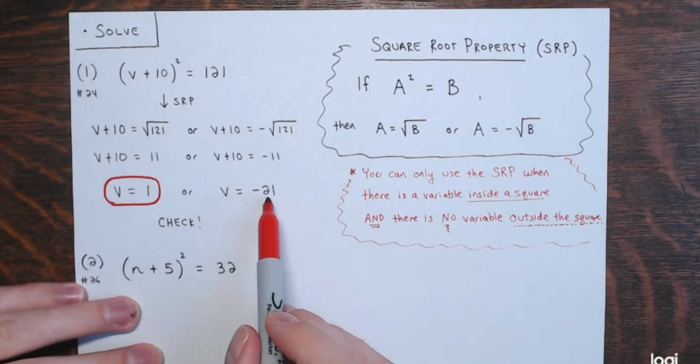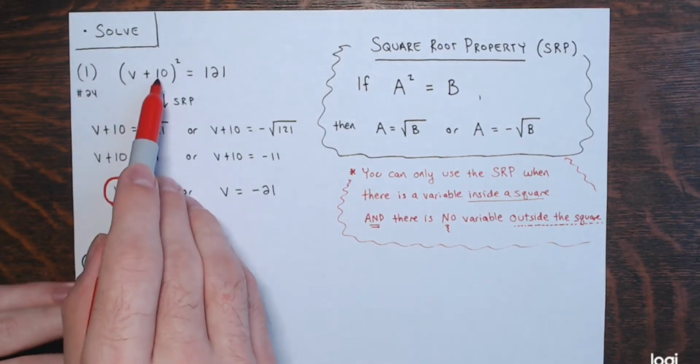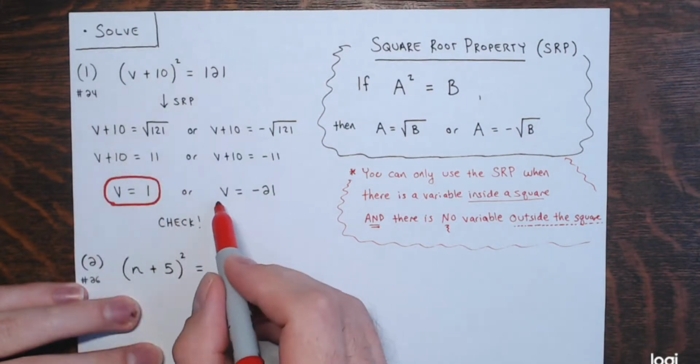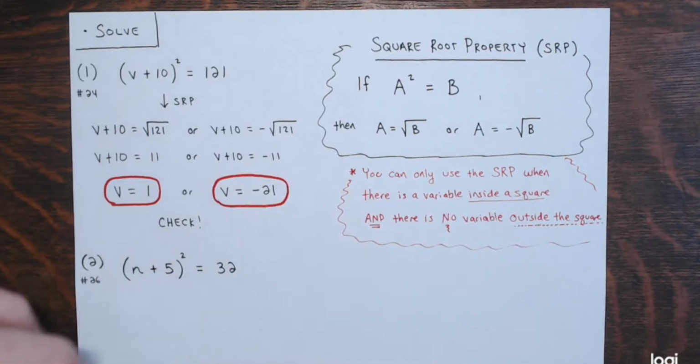And then plug in negative 21 for v. Negative 21 plus 10 is negative 11. And negative 11 to the second power would be positive 121. So both of these work. But please don't forget to check your solutions. All right.